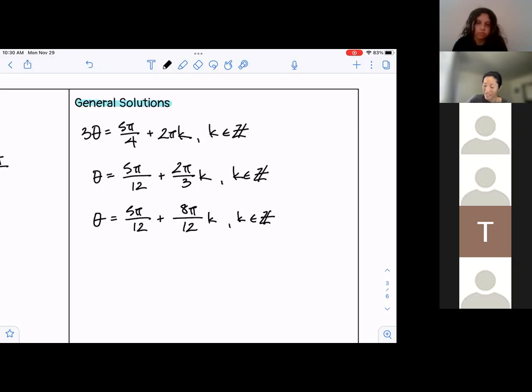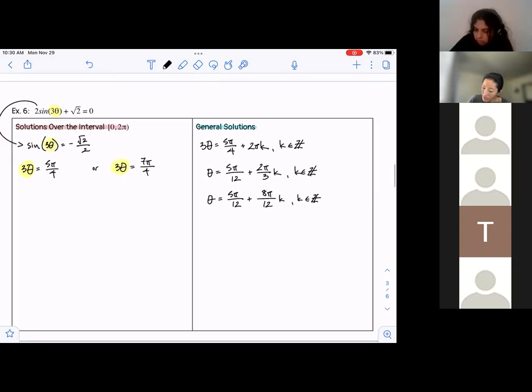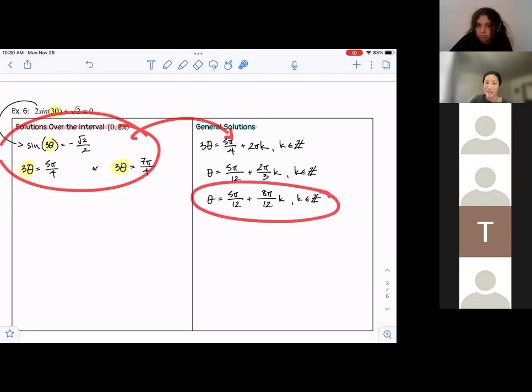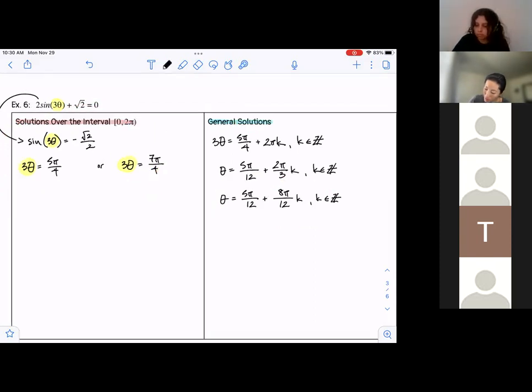Eight pi over 12? Yep, exactly. All right. So let's go ahead, because this has been a very roundabout problem, right? We started here, we went over to here, and now I'm claiming that this is going to help us answer the question. So here's what I want us to do. We're going to come back over here.